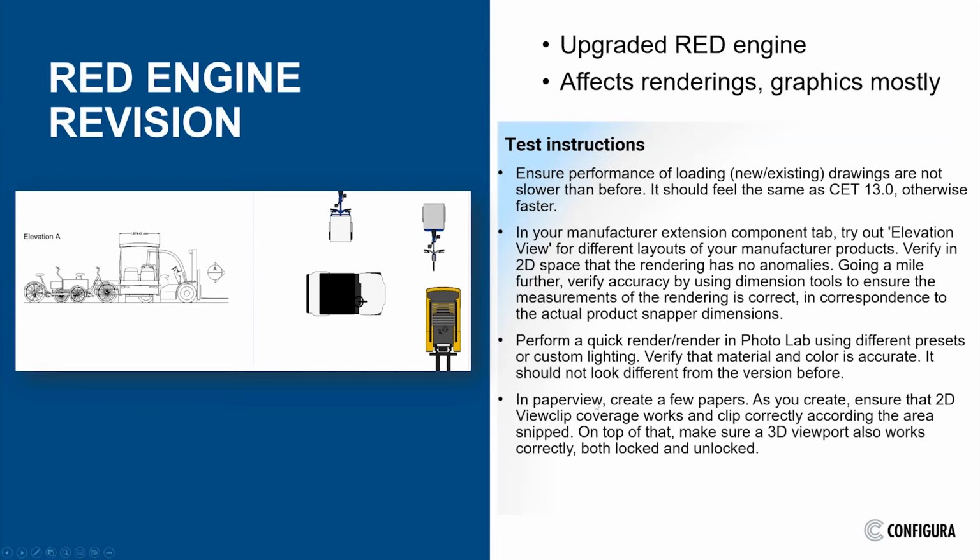Then in paper view, you can try creating a few papers because it affects renderings and view clips as well. As you create, ensure that the 2D view clip coverage works and it clips correctly according to the area state. On top of that, please also make sure that the 3D viewport works correctly in both lock and unlock state.